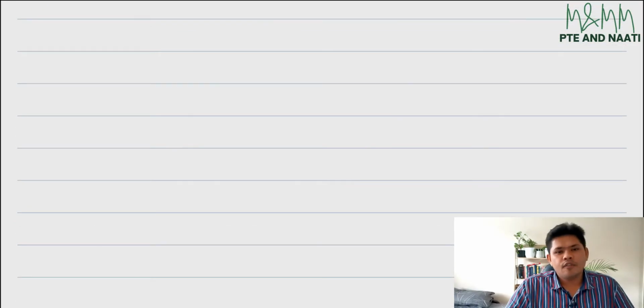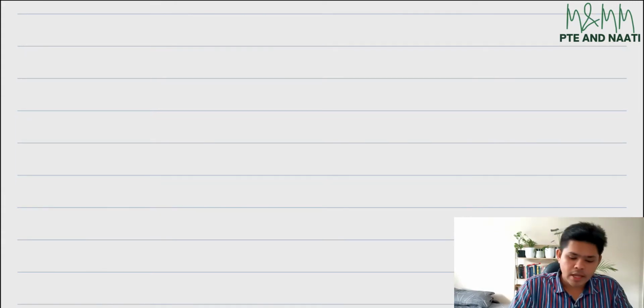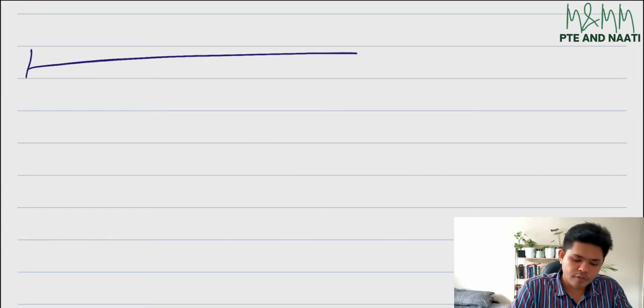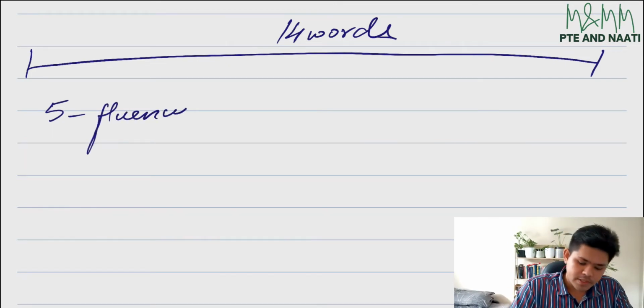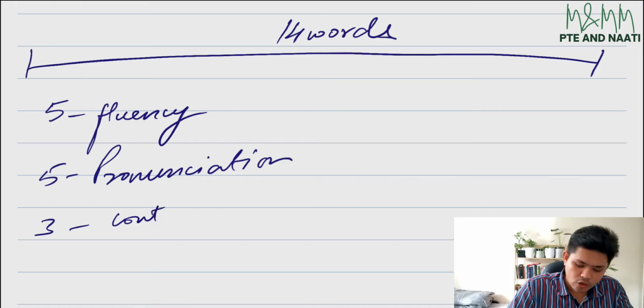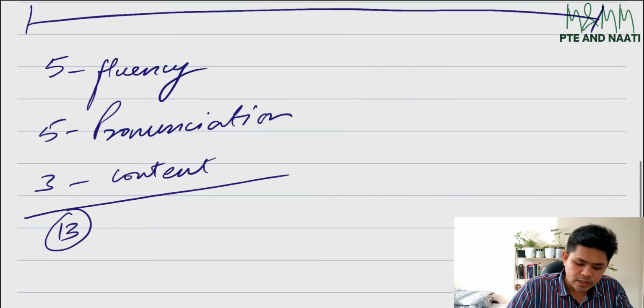Let us understand a few technical details about repeat sentences. Not very important, so I'll be a little quick. Okay, let's start. Let's say there is a sentence of 14 words. So this is my sentence of 14 words. Now, whenever you have a sentence, there is a distribution of scores. And what is that? 5 marks for fluency, 5 for pronunciation, and 3 for content. So that means one question is total 13 marks.